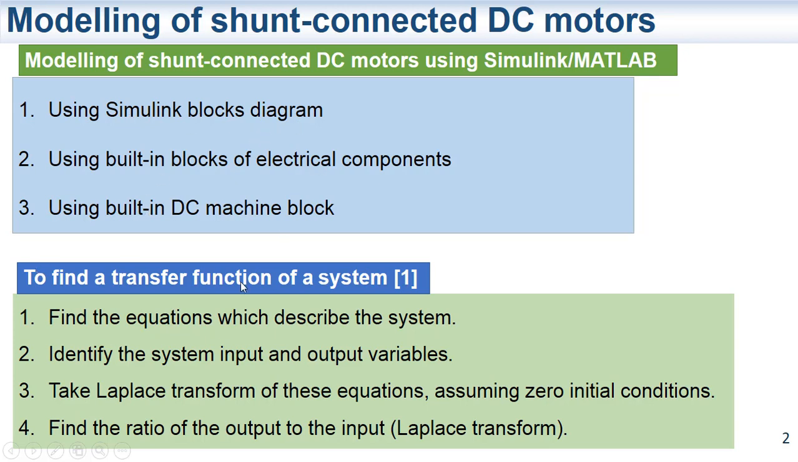Now, in order to find the transfer function of a system, first we need to find the equations which describe the system, then identify the input and output variables, then take the Laplace transform of those variables, assuming zero initial conditions, and then the transfer function of that system would be the ratio of the output to the input variables.